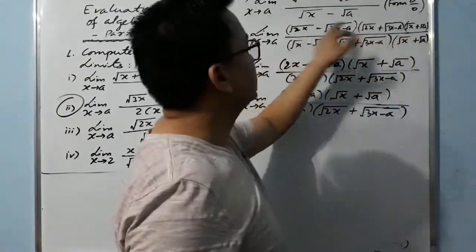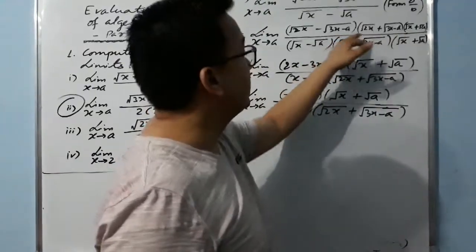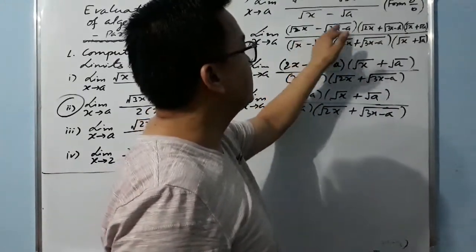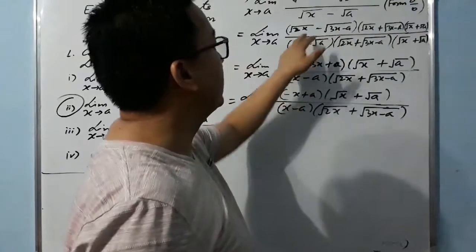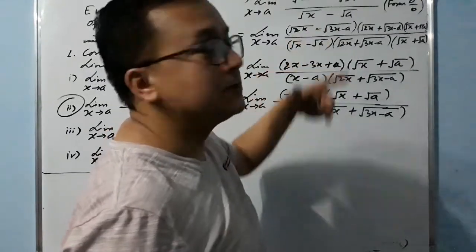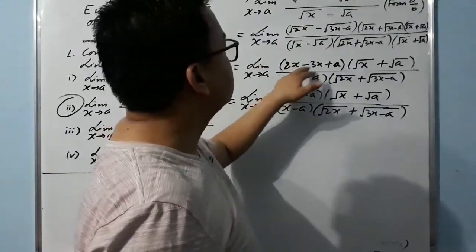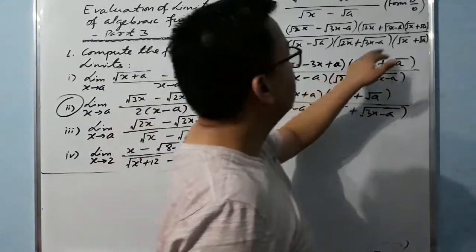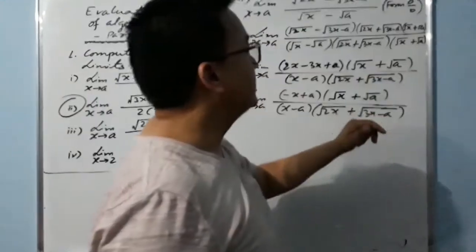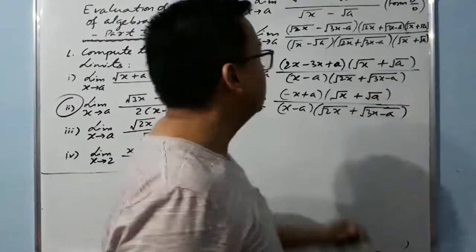Multiply, and these two simplified. We have applied the a square minus b square formula. a square minus b square means (a minus b)(a plus b). We can write down a square minus b square, and whenever we use it, we get 2x minus 3x plus a here, and here root x plus root a. It's not creating any problem.